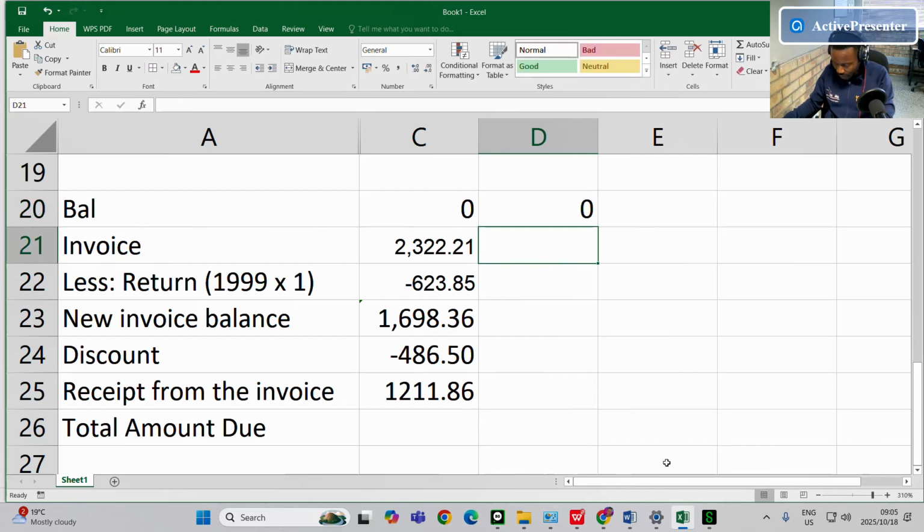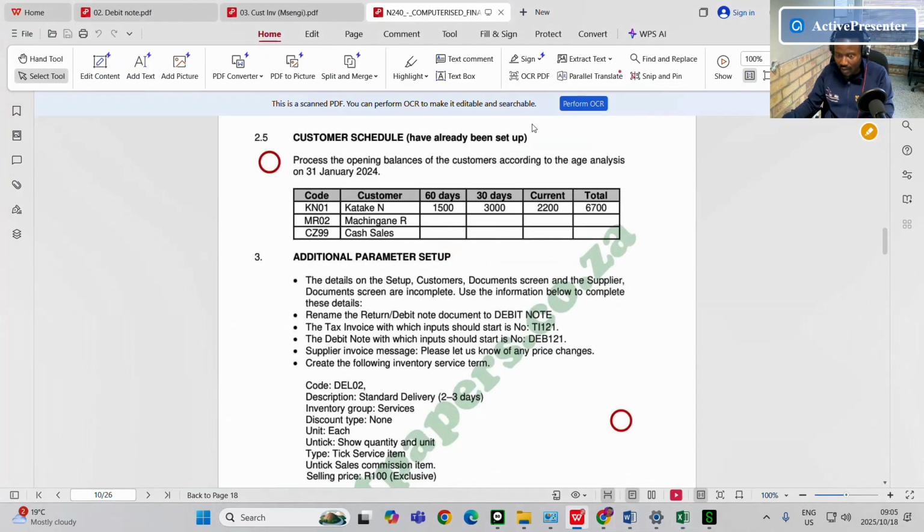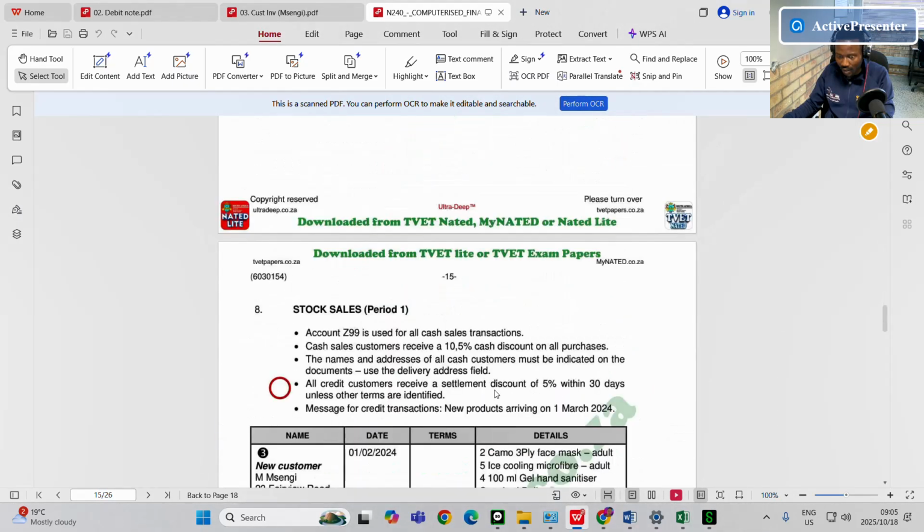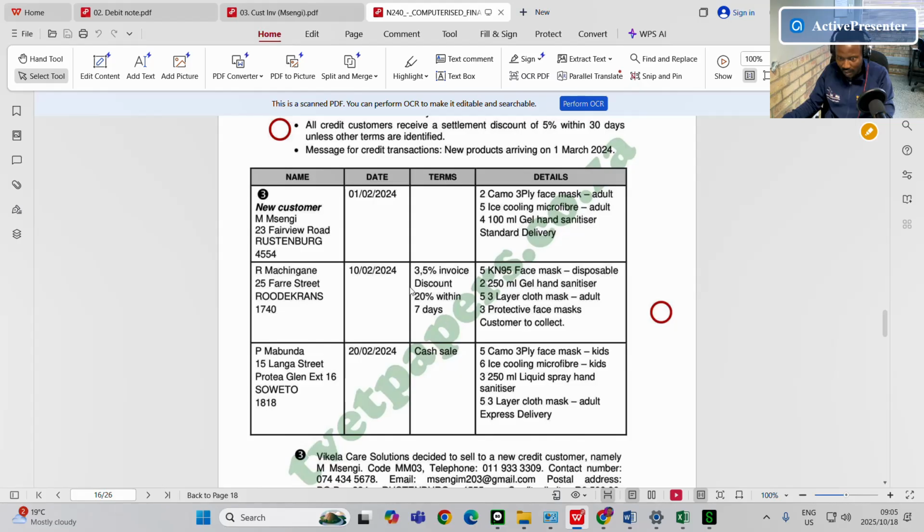Then I need to check for the invoice. Obviously, these are credit. Yes, there is an invoice here. So it's on the 10th. So I'm just going to quickly do that invoice.